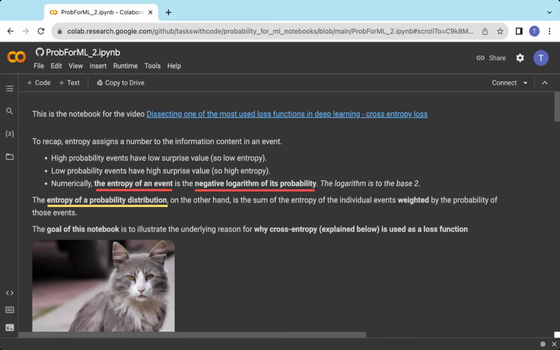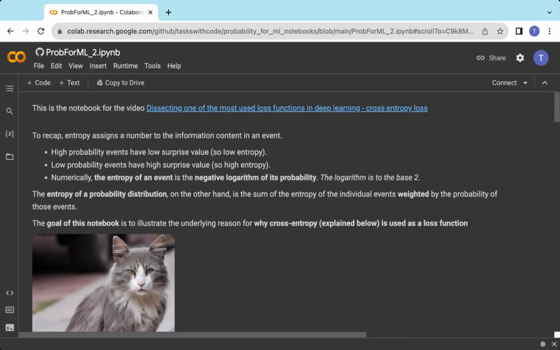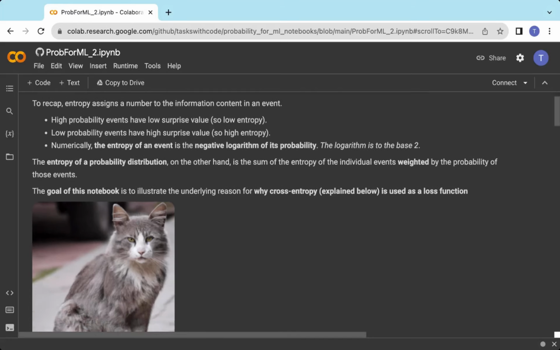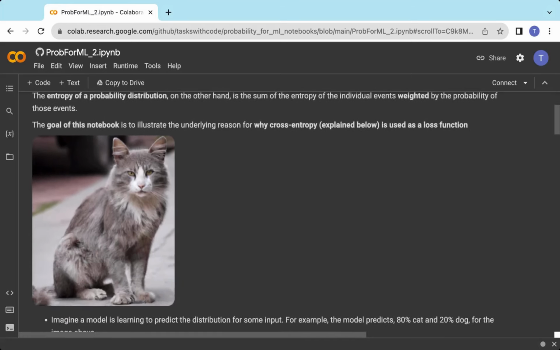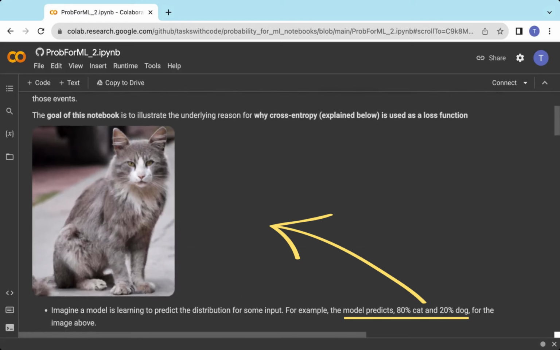The entropy of a probability distribution, on the other hand, is the sum of the entropy of the individual events, weighted by the probability of those events. The goal of this notebook is to illustrate the underlying reason for why cross-entropy, which is explained below, is used as a loss function. Imagine a model is learning to predict the distribution for some input. For example, the model predicts 80% cat and 20% dog for the image above.